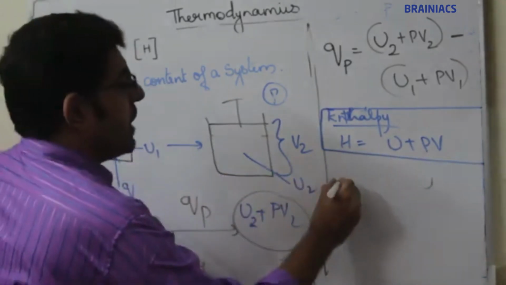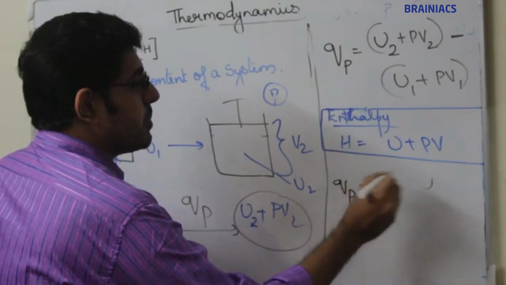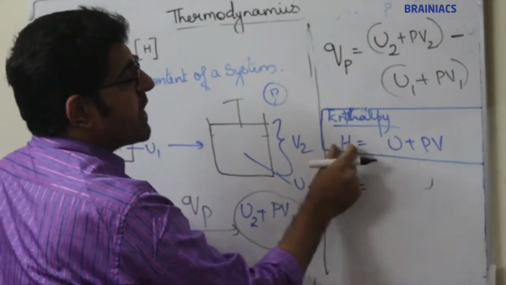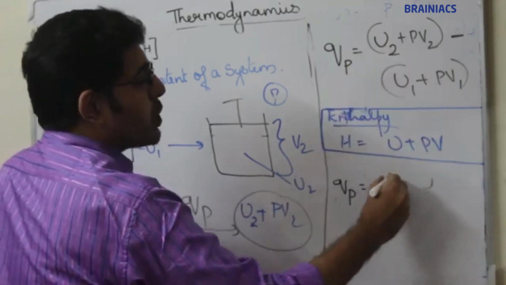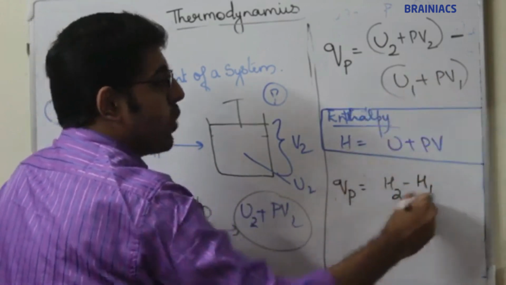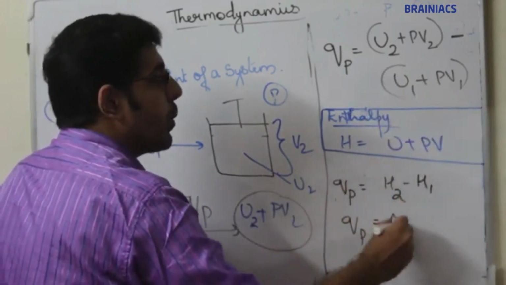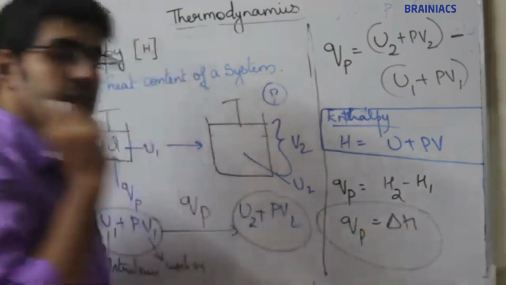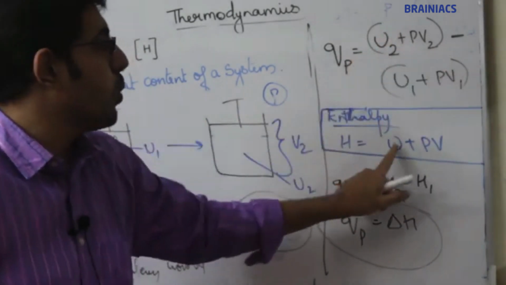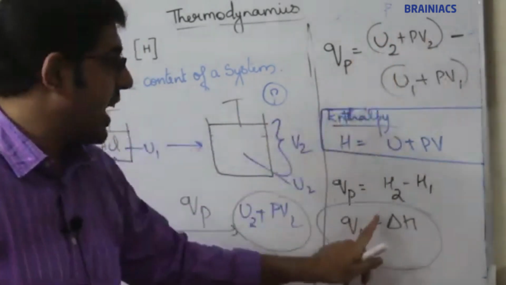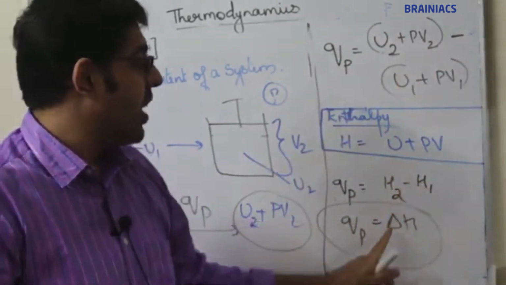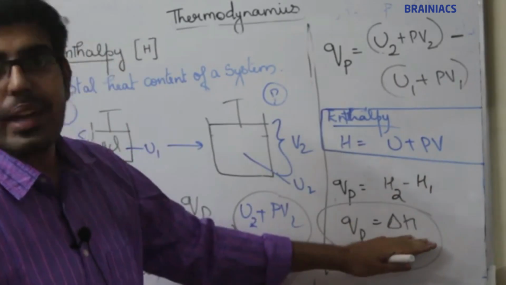So QP is equal to, what is U2 plus PV2? U plus PV is H. So U2 plus PV2 is H2. What is U1 plus PV1? H1. So what is QP? QP is equal to delta H. U2 plus PV2 is H2 minus U1 plus PV1 is H1. So H2 minus H1 is delta H.